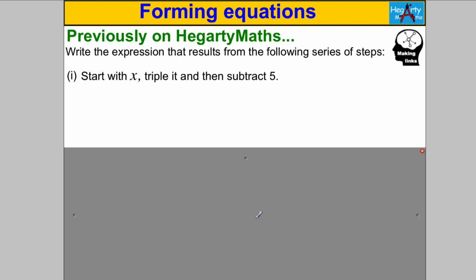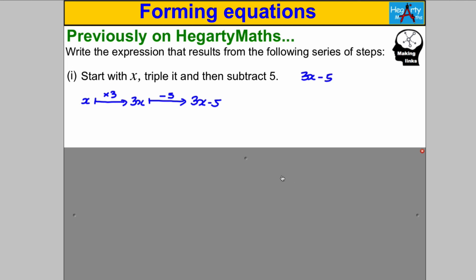Right, let's try another one. You've done a problem like this before. Write an expression that results from the following. You start with x, triple it and subtract 5. Pause the video and double check you can write the expression for that. Well, you would have started with x if you drew your flowchart. Triple it means multiplied by 3. You would get the expression 3x. Then you would subtract 5 from that. So we're going to get the expression 3x subtract 5. Make sure that makes sense to you.